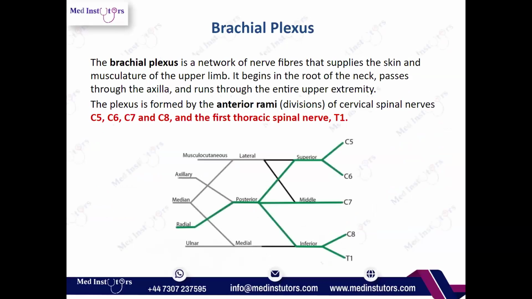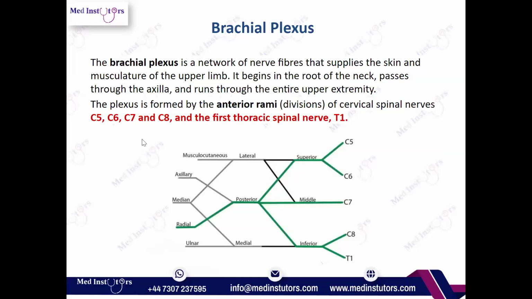Basically, we have pairs of spinal nerves, and those spinal nerves create different types of plexus in our body. The brachial plexus is one of those plexuses. It is a network of nerve fibers that supplies the skin and the musculature of the upper limb. It begins in the root of the neck, passes through the axilla, and runs through the entire upper extremity.